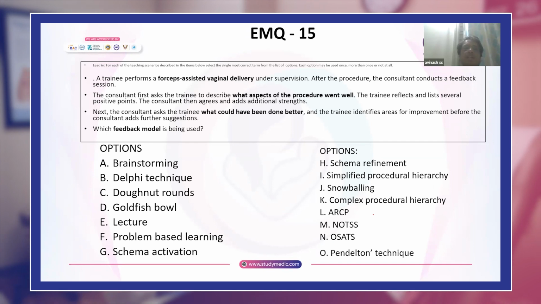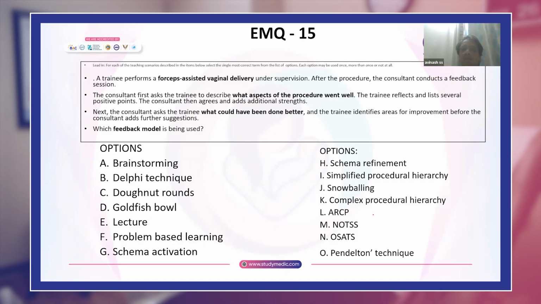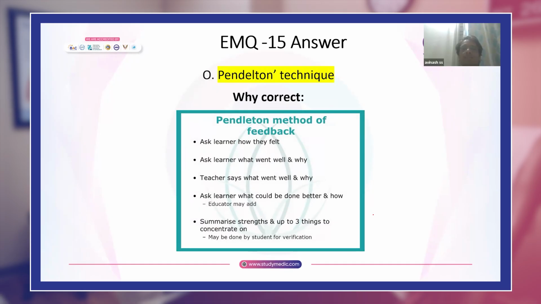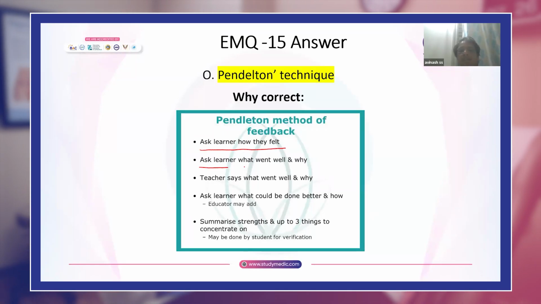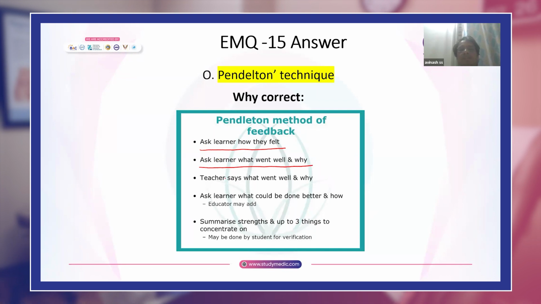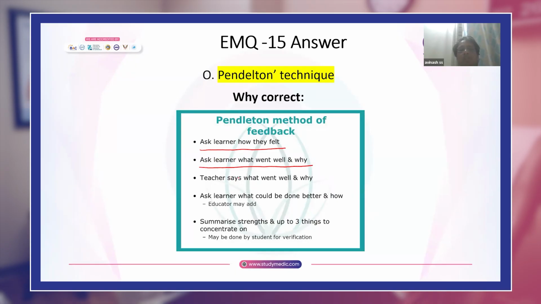This is a standard feedback model. And what type of feedback model is this? This is nothing but the feedback model of Pendleton's technique. There are other feedback models like the sandwich technique, etc. But this Pendleton technique involves particular steps like ask the learner how they felt, ask the learner what went well and why do they think it went well. So the learners themselves reflect about their feelings and about what went well and why it went well.